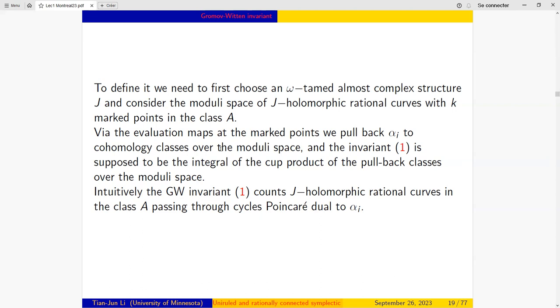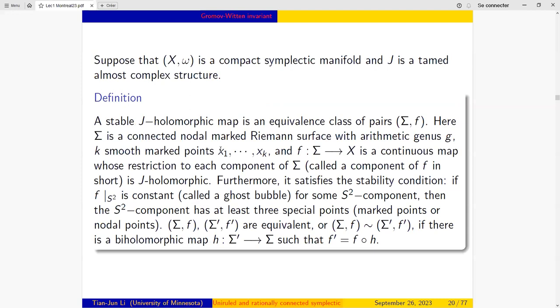So you have this space of curves, and you take some number of marked points and the evaluation map at the marked points. You can pull back cohomology classes on the symplectic manifold to your moduli space, and then you integrate the product of these pullback classes, and you get a number, hopefully. This is the definition of the invariant. If you restrict this invariant to rational curves, with top cycles as insertions, I could give a little more detail, but maybe I don't need to give too many details.